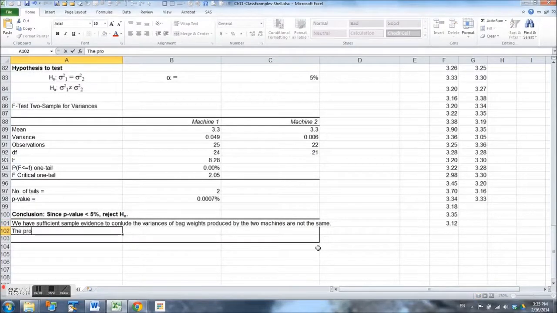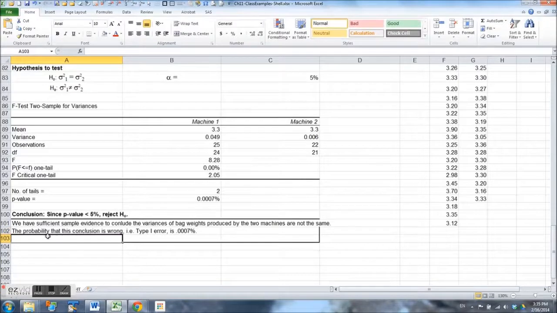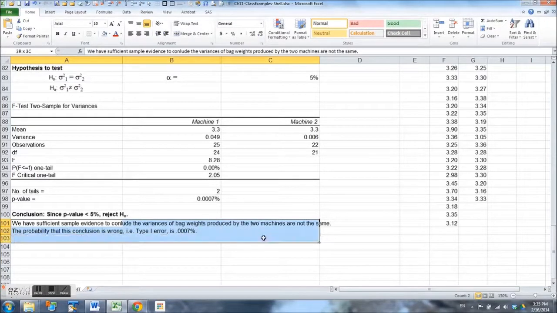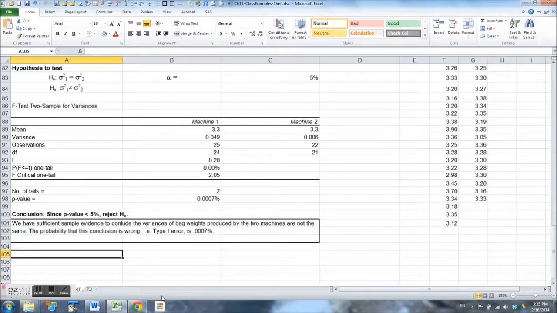The probability that this conclusion is wrong, that is type 1 error, is 0.0007%, or we could say it's nearly zero. Justify the text, and that's the last example we're going to look at in this chapter.